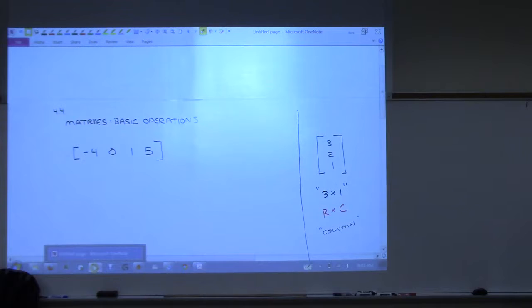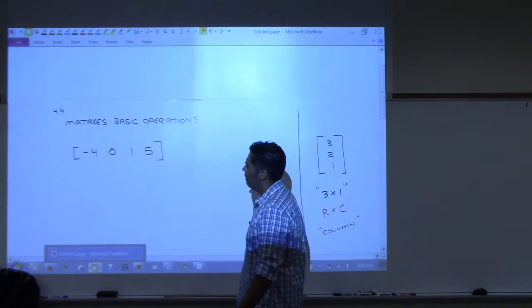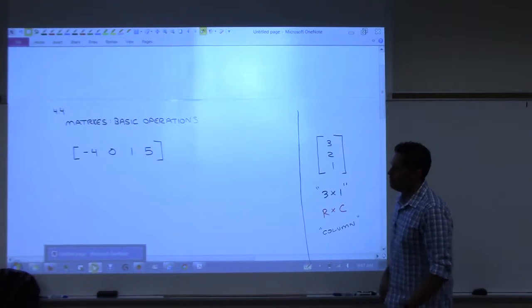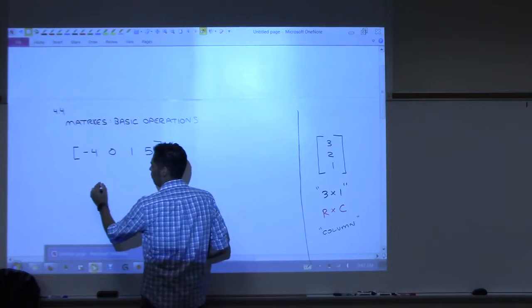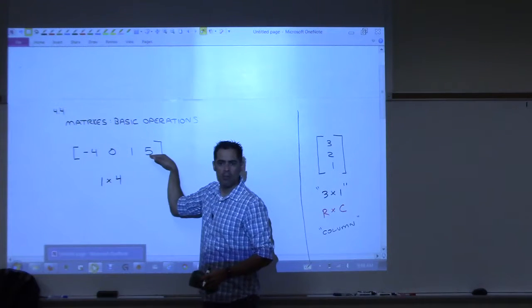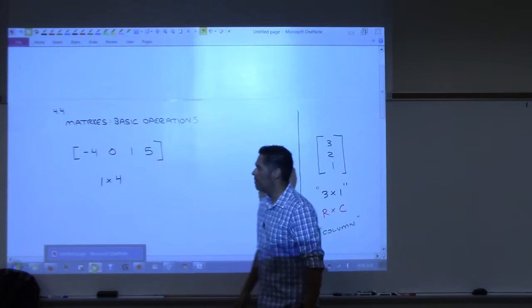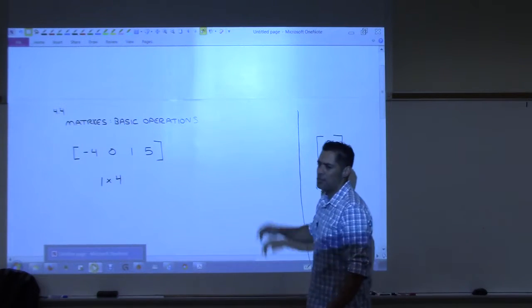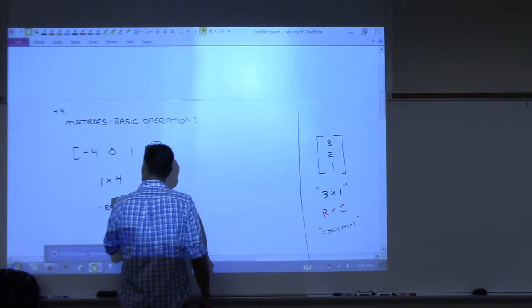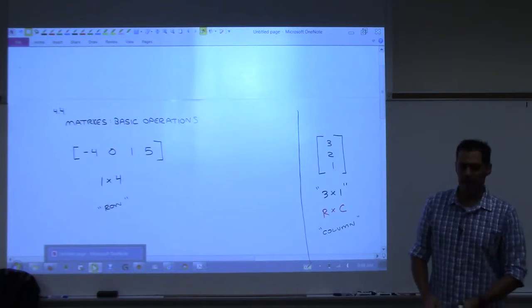How many entries in that matrix? Looks like 4, right? What is it? What by what? It's 1 by 4. There's 1 row. There are 4 columns, right? So 1 by 4 matrix. And this one is actually called a row matrix. You see why? It's just a single row, right?